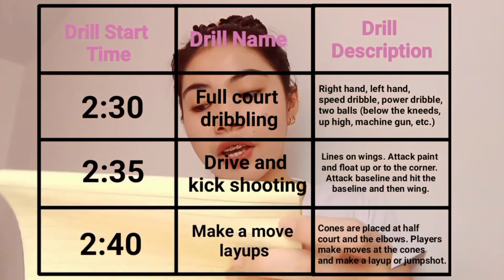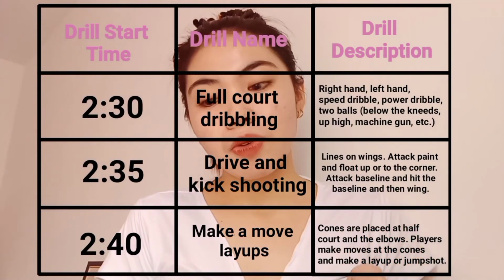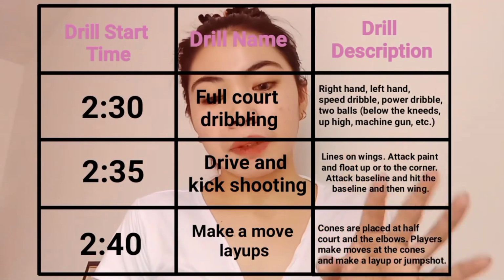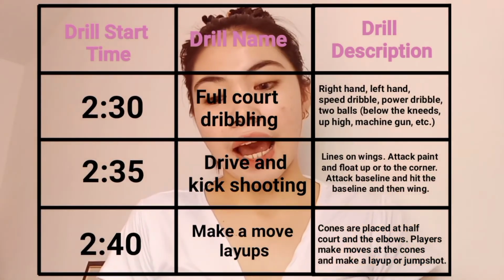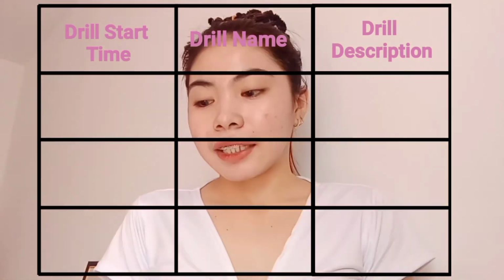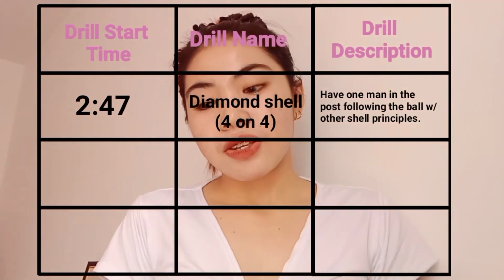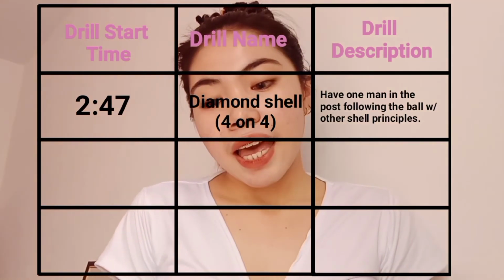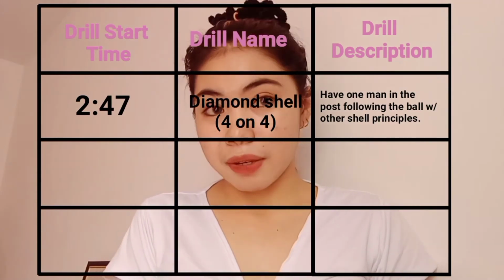The next is start time at 2:40. The drill name is make moves layups. The description is cones are placed at half court and the elbows. Players make moves at the cones and make a layup or jump shot. The next is the drill start time at 2:47. The drill name is diamond shell. The description: have one man in the post following the ball with other shell principles.